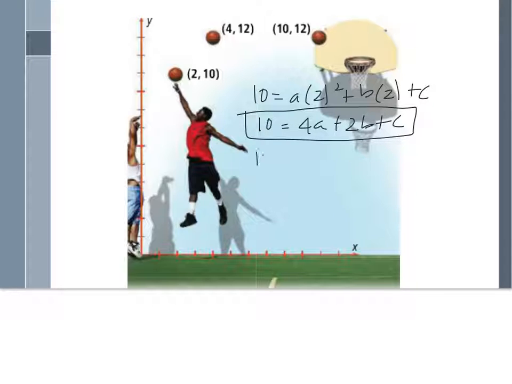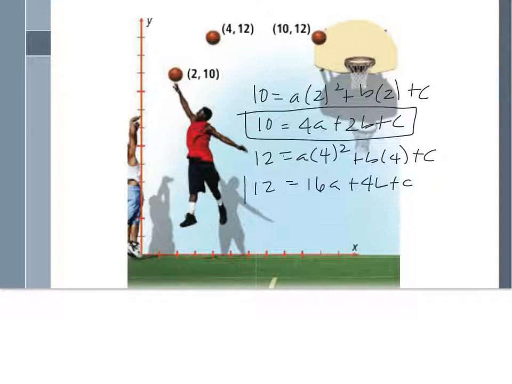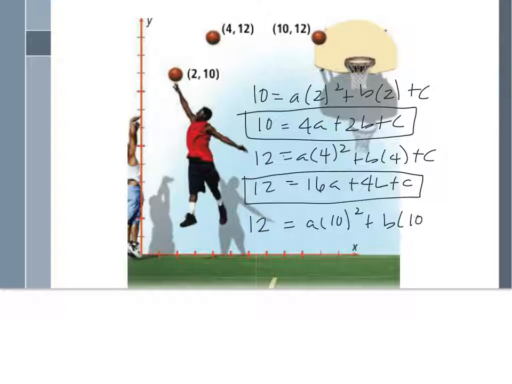The next one, 12 equals a times 4 squared plus b times 4 plus c. That'll give us 12 equal to 16a plus 4b plus c. Last, we have 10, 12. So we have 12 equal to a times 10 squared plus b times 10 plus c. That'll be 12 equal to 100a plus 10b plus c.